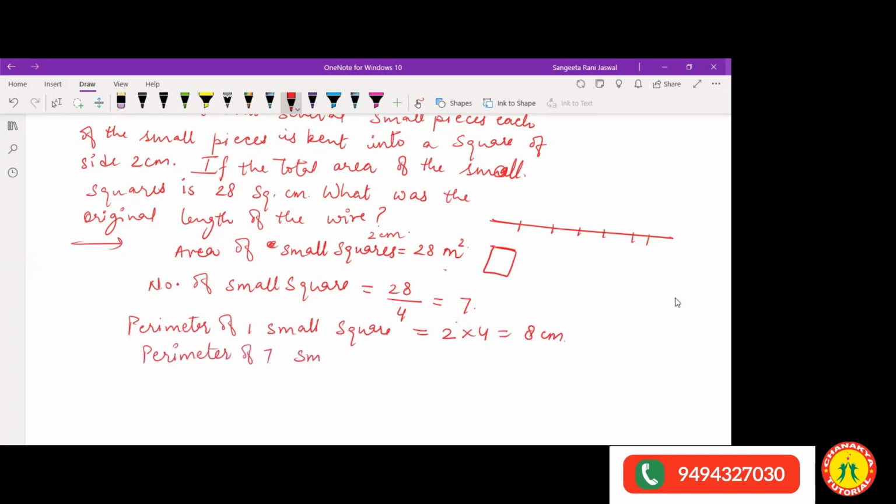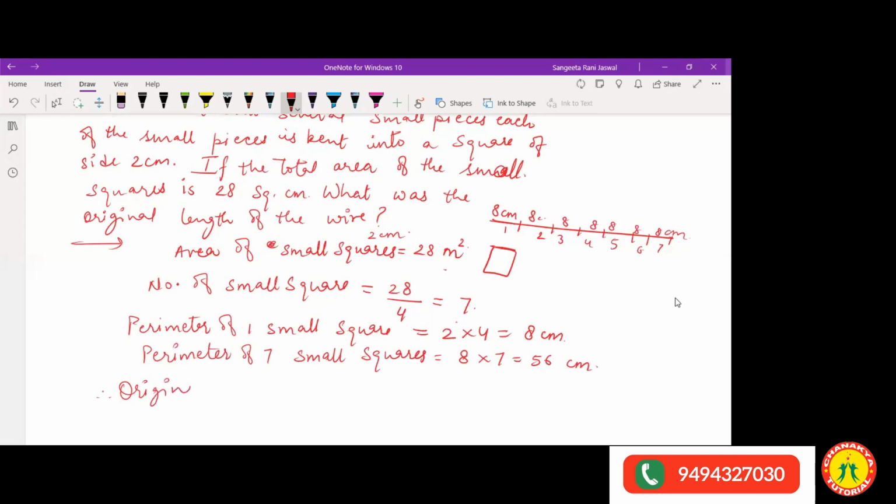Ma'am, 8 into 7. Ma'am, it would be 72. No, ma'am. 56 centimeters. So that means you got the length of the wire. The original length of the wire is the perimeter, the length of each small piece. So each small piece is 8 centimeters, and there were 7 pieces. 1 piece, 2 piece, 3, 4, 5, 6, and 7. And all had the perimeter 8, 8, 8, 8, 8 centimeters.